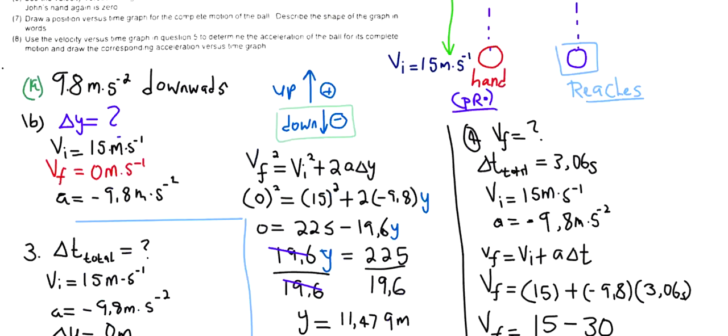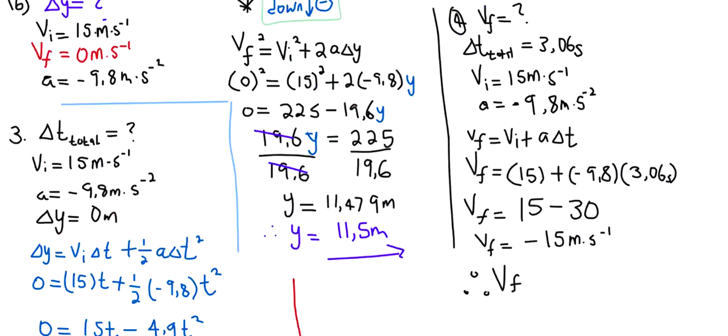Since it's negative, this negative here simply represents downwards. You get to see, it's simply V final is equal to what? 15 meters per second downwards. This is 100%. It's a distinction on its own. Downwards. That is a distinction.